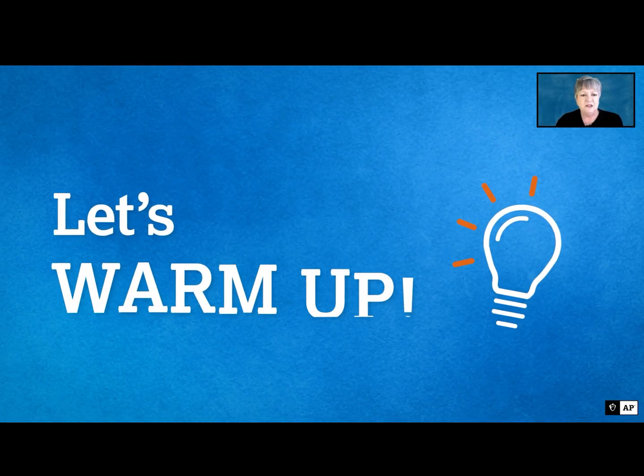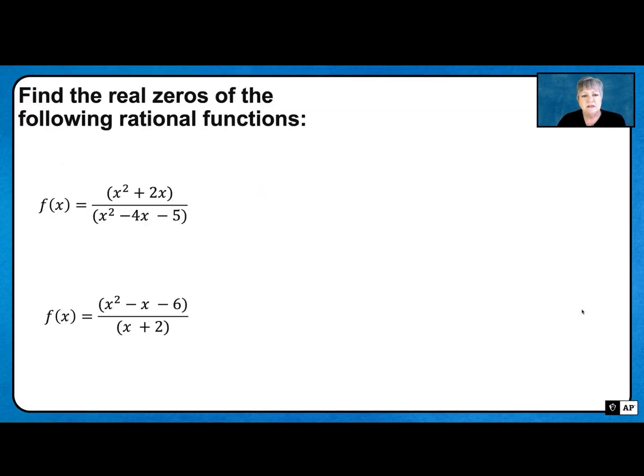My name is Carolyn Williamson, and I'm in Aylett, Virginia, and we will be looking at some pre-calculus by first warming up. So we want to find the real zeros of these following rational functions. That skill is going to help us in this particular lesson.